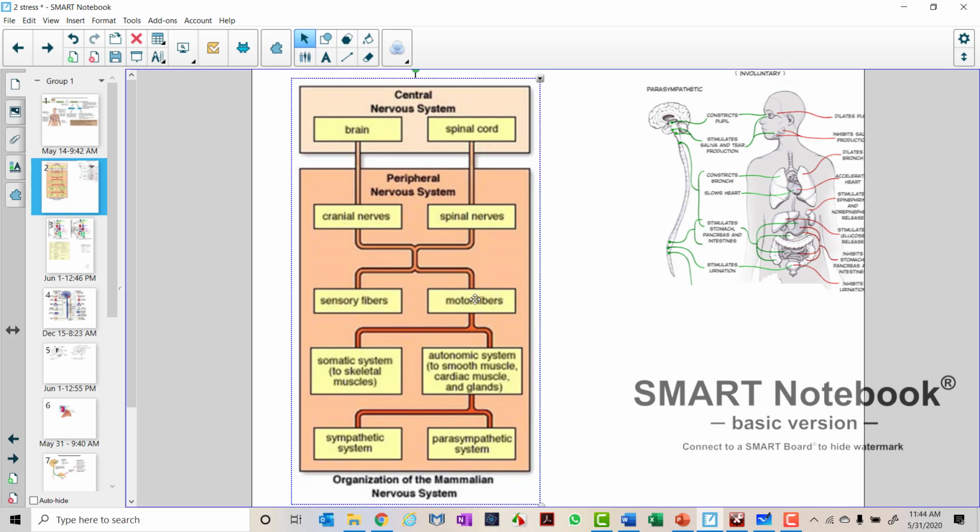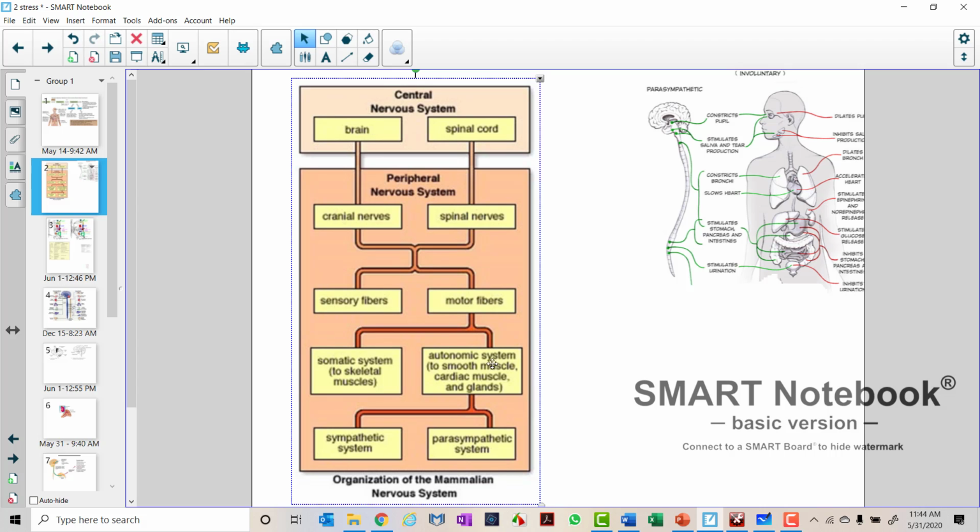And these motor fibers, some go to your skeletal muscles, some go to your other muscles, the muscles that control your blood vessels, whether or not they constrict or dilate, your cardiac muscles that determine whether or not your heart's going to pump faster or slower, your glands, whether or not they're going to release some hormones that allow you to react a certain way.